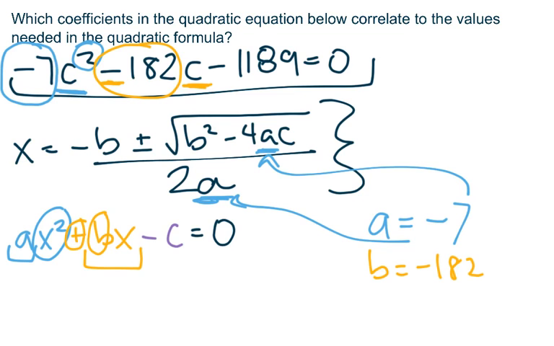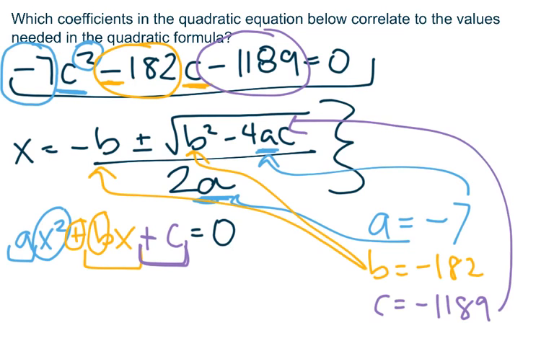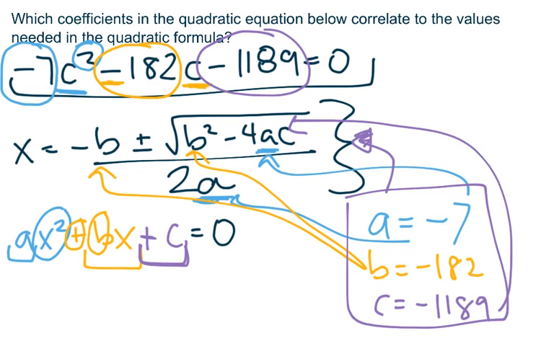And finally, our c term is the constant, which stands on its own, and I'm sorry, that was supposed to be a plus c over here. So our constant that stands on its own is negative 1,189. And each of these will simply get plugged in to their correlating locations in the quadratic formula to solve for x when y equals 0.